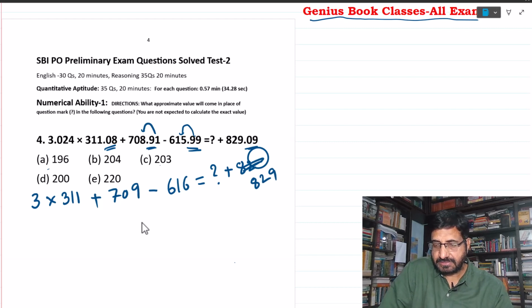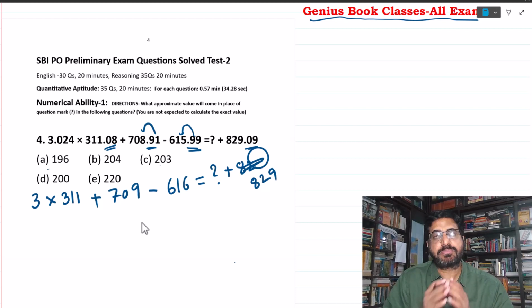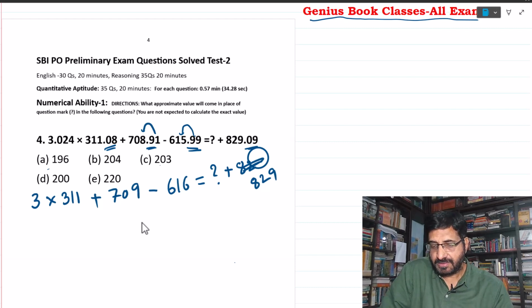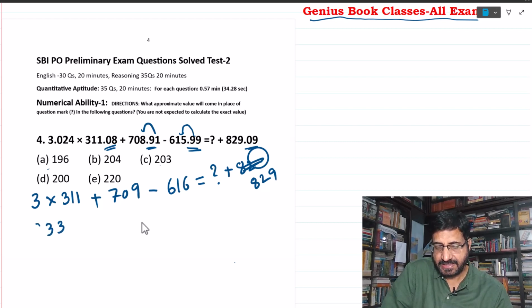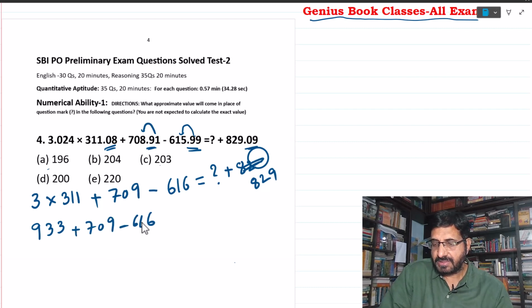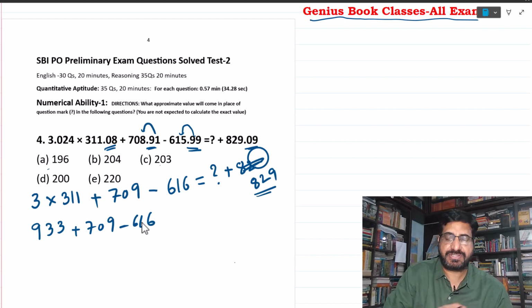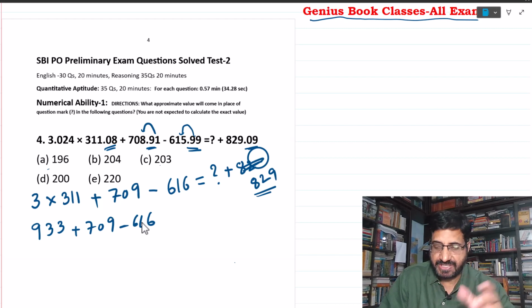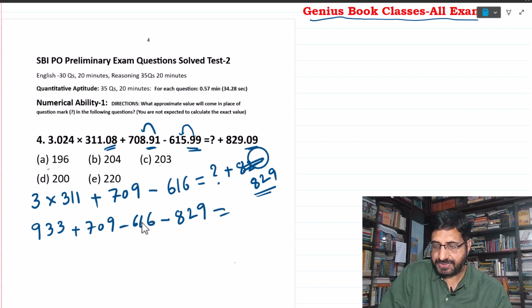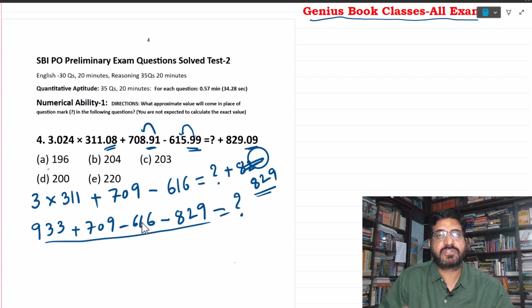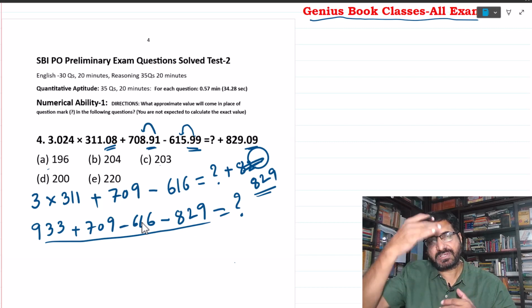Okay, now approximation is done. Next step is apply BODMAS order. So division is not there, multiplication is there. 3 into 311, very simple. 3 1s are 3, again 3, 3 2s are 9, plus 709 minus 616. Bring this from RHS to LHS. Then when you do that, the sign will change. This plus will become minus. Minus 829, which is your question mark. This is the answer. That is simplified. So add and subtract horizontally, no need of doing vertical circus.